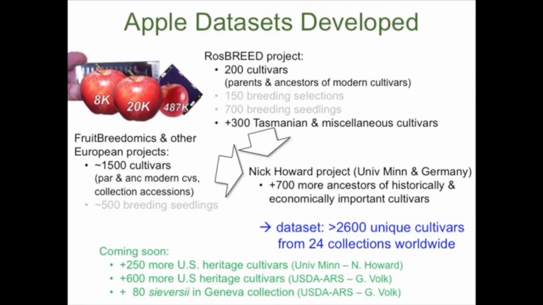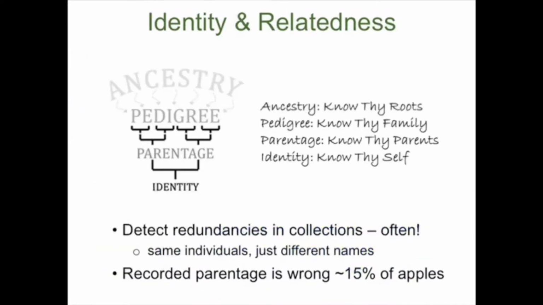And we've got some more stuff coming soon. It says 250 more US heritage cultivars, 600 more US heritage cultivars as well from various other projects that a bunch of us are involved in. So we can use this DNA profile data especially for identity and relatedness. First of all, we can easily use this to detect redundancies in collections. And this comes up very often, that something in a collection has a different name from something else, and it came from another location, another origin, but it actually ends up being the same individual.